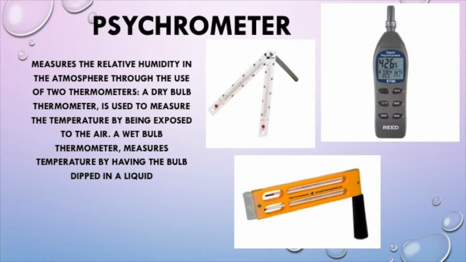Psychrometers are used to measure relative humidity in the atmosphere through the use of two thermometers. So there's a dry bulb thermometer that's used to measure temperature by being exposed to the air, and then a wet bulb thermometer, which measures temperature by having the bulb dipped in a liquid. Again, these come in a variety of forms. You have the digital one there, which is actually easier to use than the other two. But we do have the two traditional psychrometers there as well.